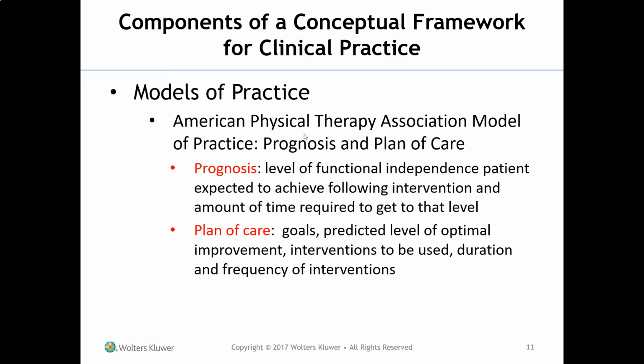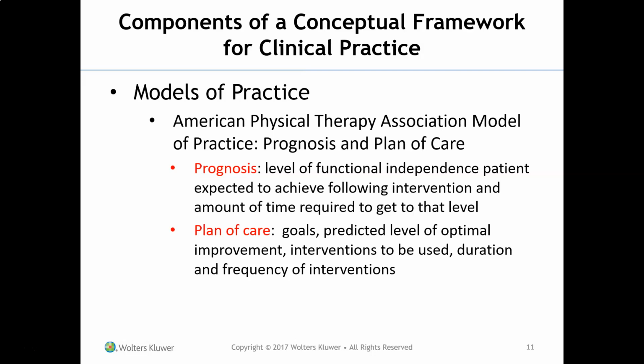The prognosis is basically how well are they going to do. Level of function and independence the patient is expected to achieve following intervention, and the amount of time required to get to that level. The plan of care, those are goals. Predicted level of optimal improvement, intervention to be used, duration and frequency of interventions.